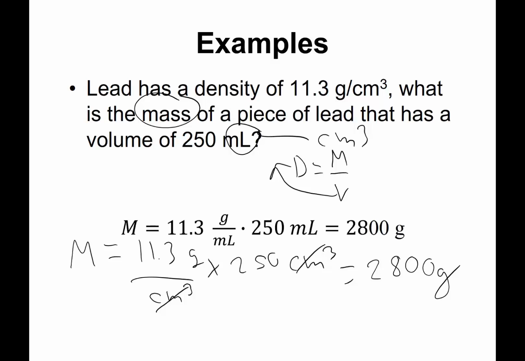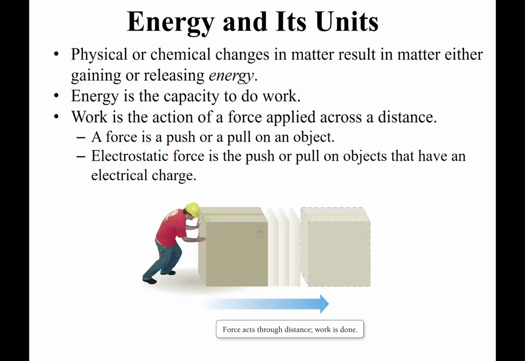Let's take a look at one last thing that we measure: energy, and its units. As I said, chemistry is the study of matter, and matter undergoes changes. Sometimes they're physical changes, like melting butter or ice melting. If you're setting something on fire, that's a chemical change. In both of those examples, we have an energy transfer.